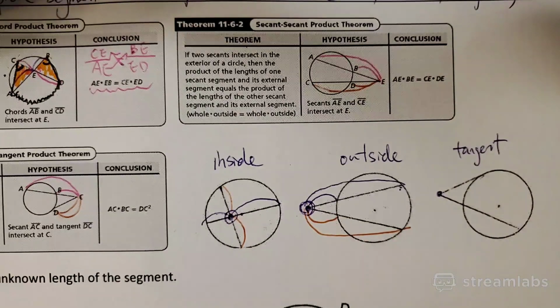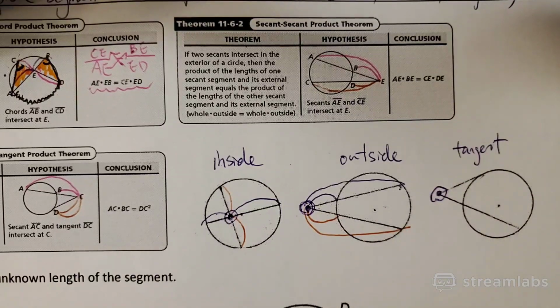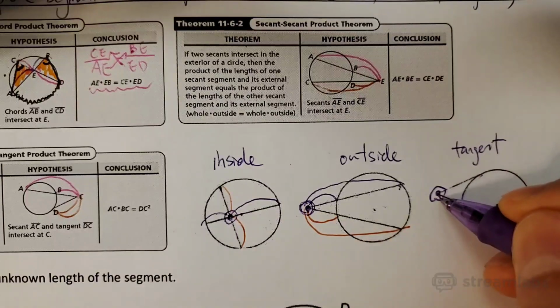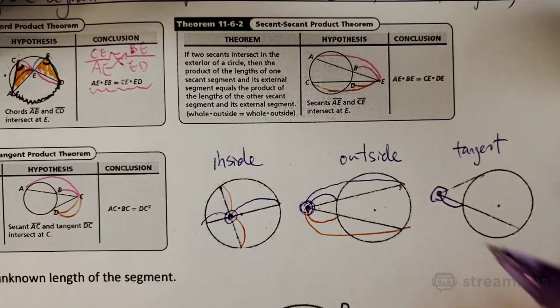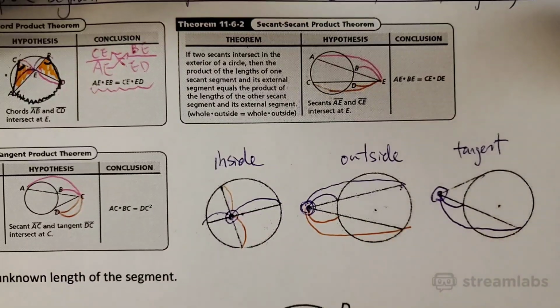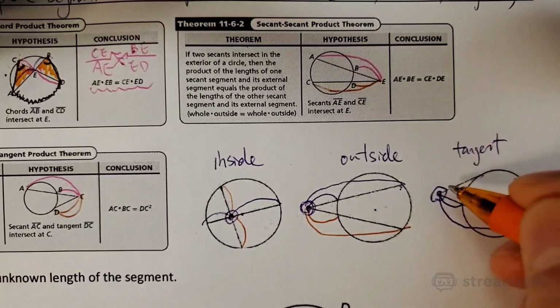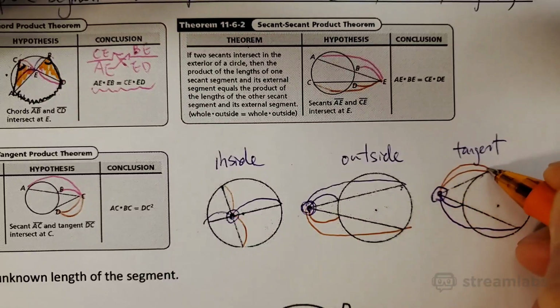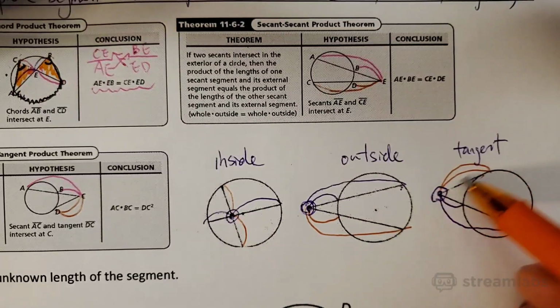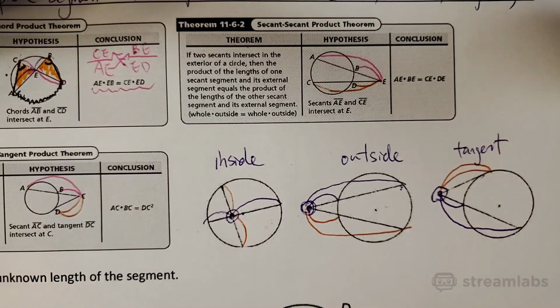Last one. Intersection is here. Intersection to the circle, intersection to the circle, this times this equals intersection to the circle times intersection to the circle. Okay? Since these are the same, that's why you get the square in the tangent, but you still have to do it twice. Okay? That's the idea.